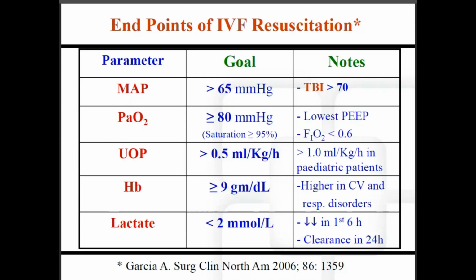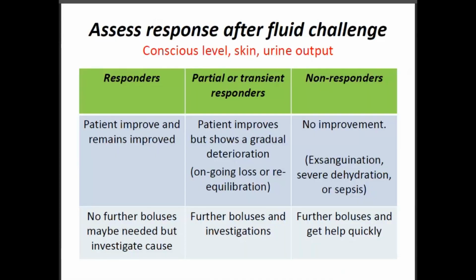In pediatrics I need it to be 1, so it needs to be higher in pediatrics. Hemoglobin needs to be more than 9 grams per deciliter for perfusion. Lactate needs to be low because it's an index that there is no shock, no acidosis. Okay, and assess the response after fluid challenge.